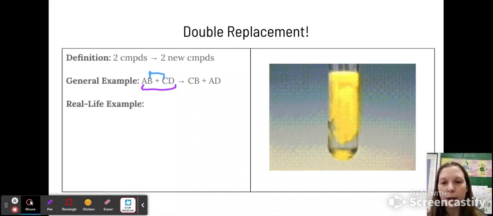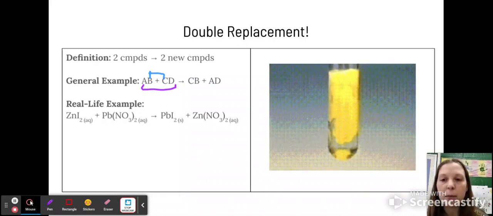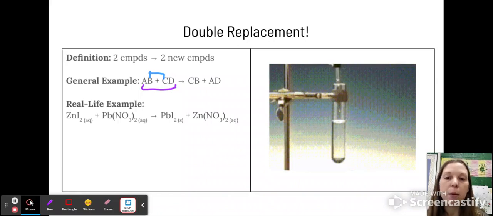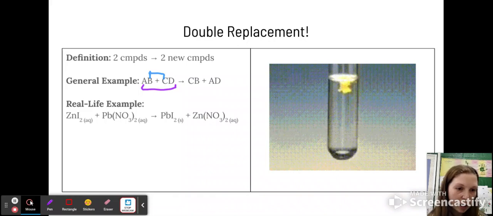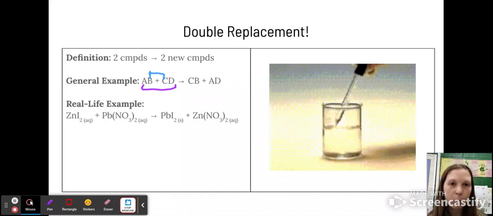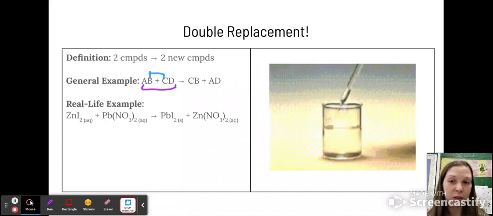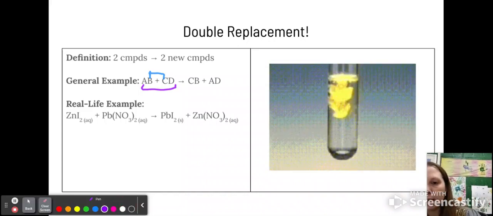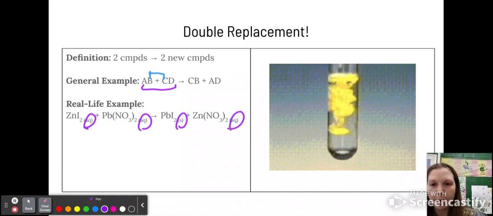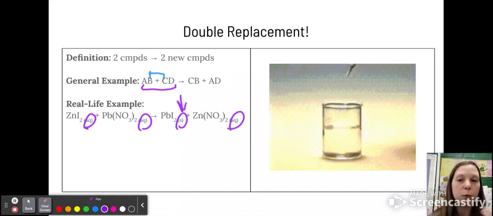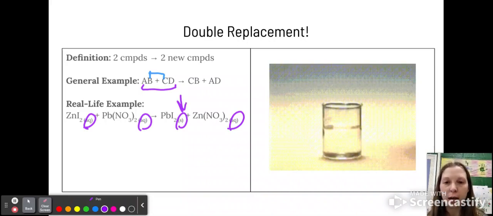A real life example here is ZnI2 plus PbNO3 yields PbI2 plus ZnNO3. So remember, we can have three different types of products here for double replacement: a gas, a liquid, or a precipitate. So you do have to list your states here. That is very, very important to list these states because that tells us what kind of product we're forming. And if you see, we formed a solid here. So just make sure you pay attention to how to write these.